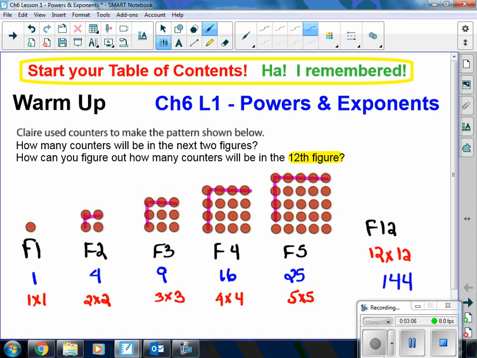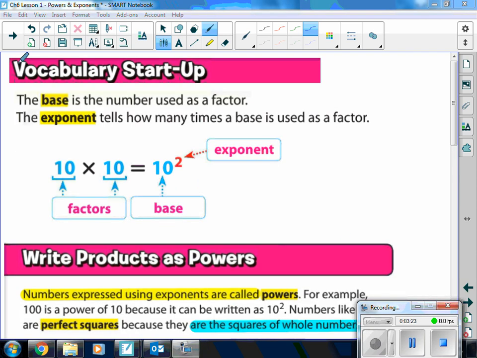So you can look at the counters, you can look at the patterns, and you can figure out some kind of formula to find out what your future pictures are going to look like. All right, so here is your vocabulary setup. Please make sure you write down these vocabulary.